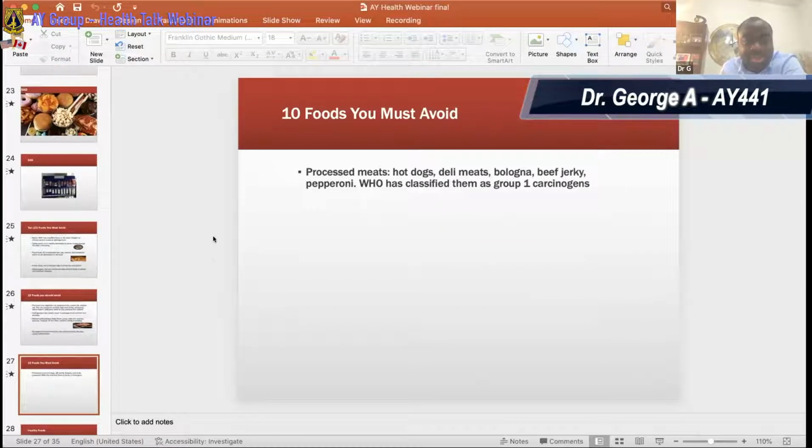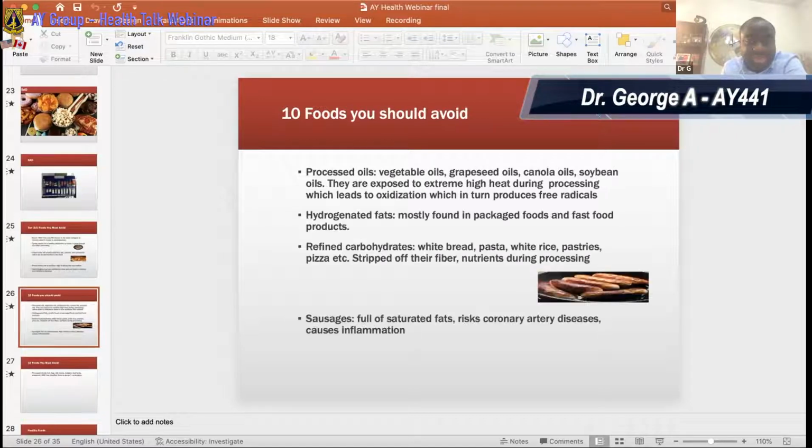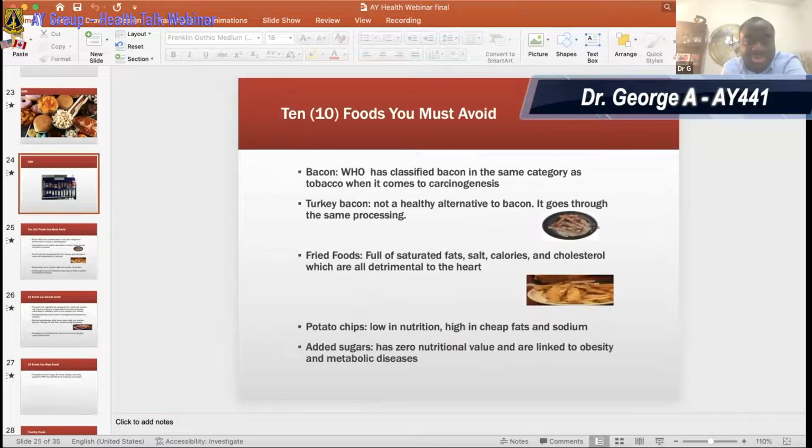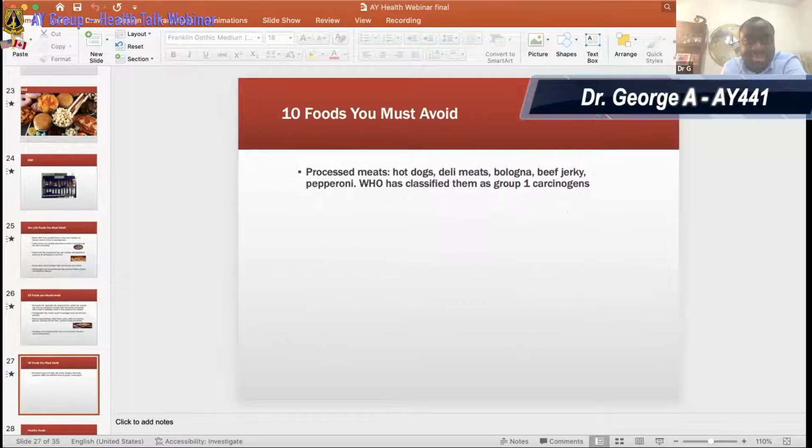And the last one will be processed meats, which are the hot dogs, deli meats, bologna, beef jerky, pepperoni. They all sound good, but the World Health Organization has classified them as group 1 carcinogens. So imagine if we eat all these food products on a daily basis.